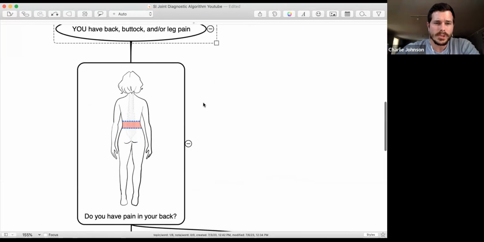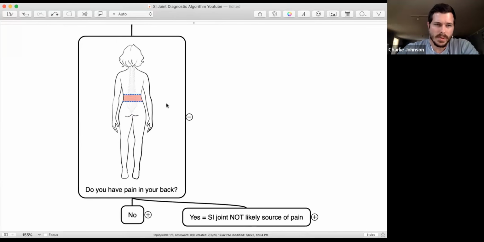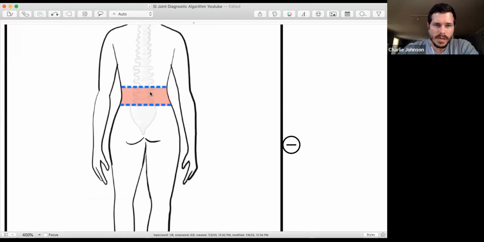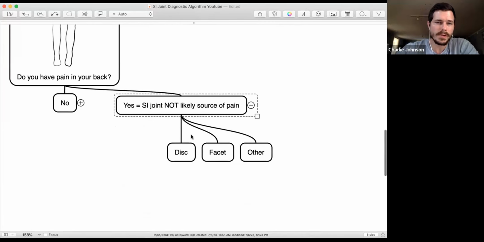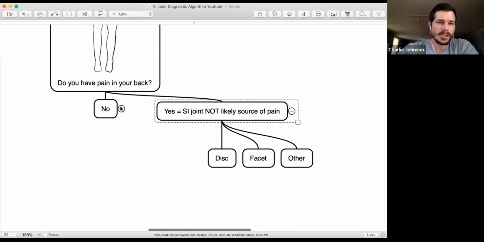So do you have pain in your back? This is a yes or no answer, all right? If you only have pain in your back here, all right? Pain above the level of the belt line, we'll define it as, and kind of pain right below the rib cage, spanning somewhere right to left there, right? Then if yes, the SI joint is not the likely source of your pain. We talked about how the location of your symptoms can predict the source, not with 100% probability, but it already drops the chance that the SI joint is causing your pain significantly, all right? And so if you do have back pain, then it could be disc, it could be facet, it could be something else, all right? Let's just say, no, I don't have back pain, Charlie.